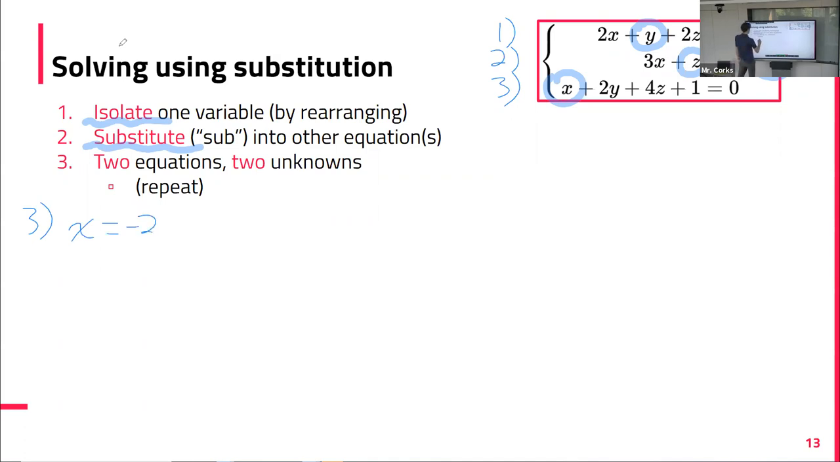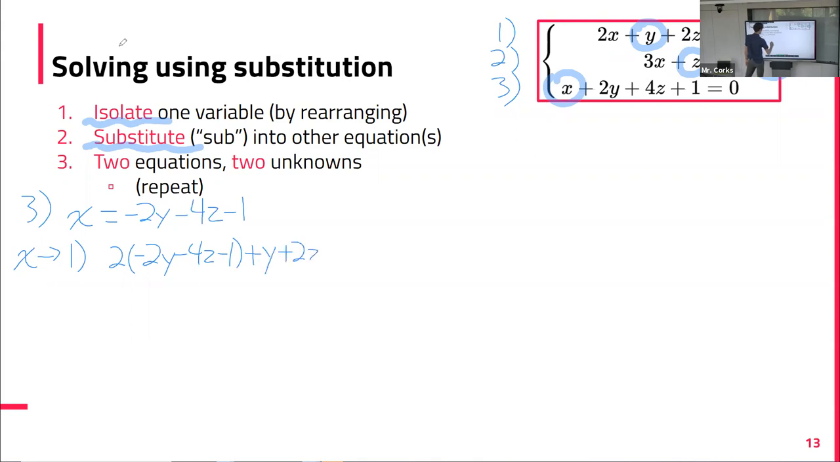All right, so isolate. 3x will be equal to -2y -4z -1. All right, and we will substitute into equation one first. So equation one will become 2 times this thing, -2y -4z -1 +y +2z = 4, and expand and simplify: -4y -8z -2y +2z... and then -3y and -6z will equal 6.